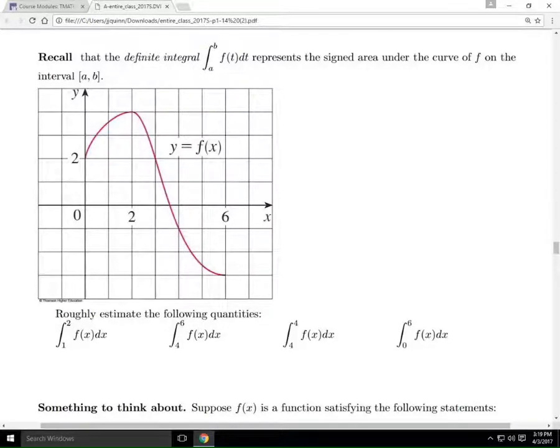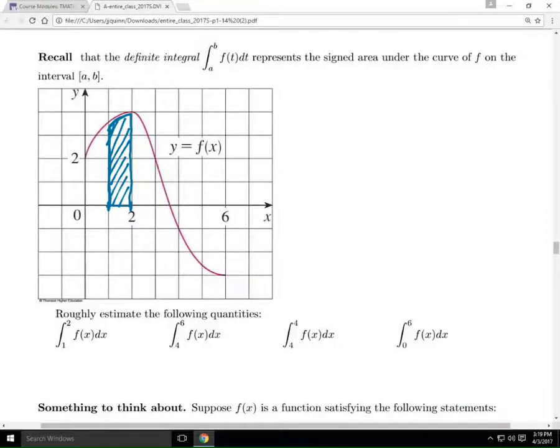This is our fourth and final part for day 3, and we want to do some graphical interpretations of definite integrals. So you should have looked at this graph and tried to roughly approximate the signed areas based on the definite integrals below. So the first one here is the integral from 1 to 2 of f of x dx. So our limits of integration are between 1 and 2, which means we're looking at the signed area just drawn in blue here.